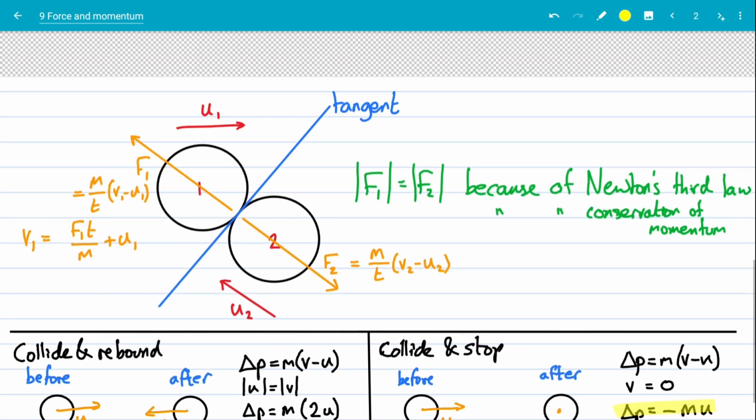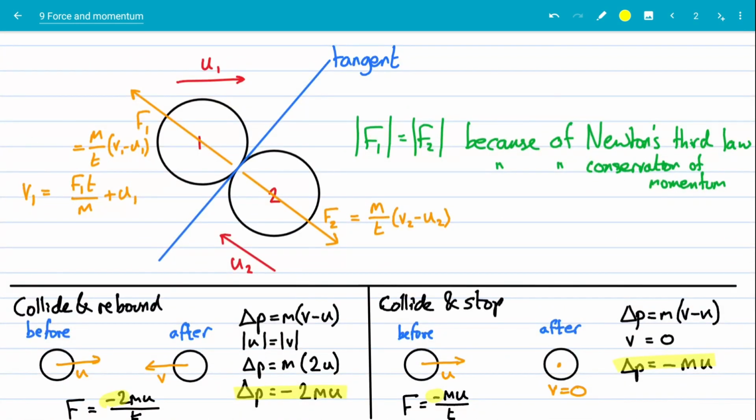Right. Are we at the end of this topic? Yes, we're at the end of this topic, which means that the next lesson is conservation of momentum, and we're finally going to learn what Newton's third law is. And I hope you'll join me for that.